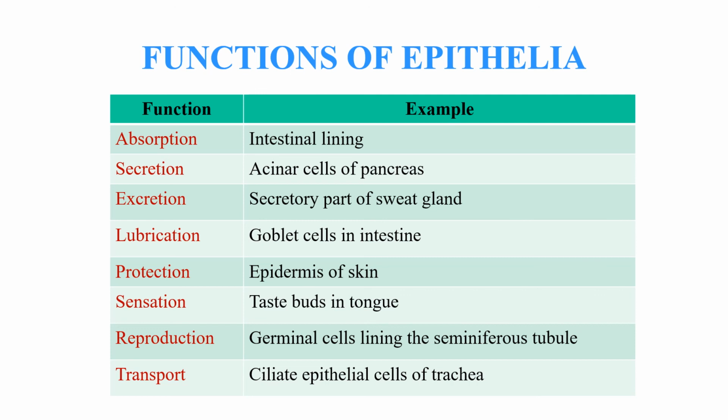The protection, for example, is the epidermis of skin. The sensation, for example, is the taste buds in the tongue. Then reproduction, germinal cells lining the seminiferous tubule. Transport, for example, is the ciliated epithelial cells of the trachea. This is additional information which you will revise when we are talking about the specific organs.